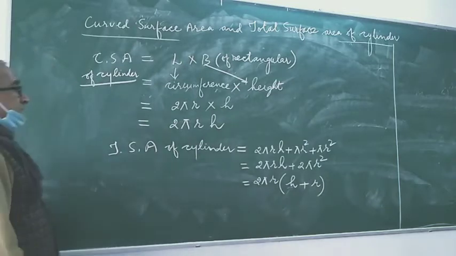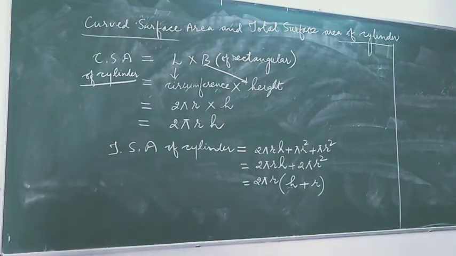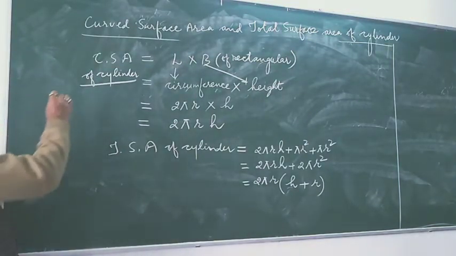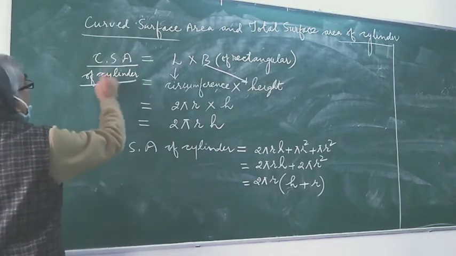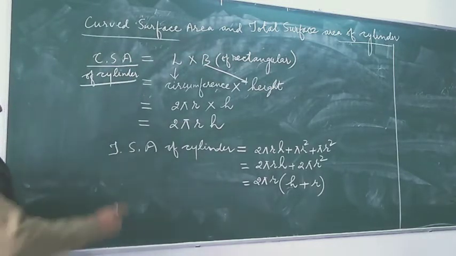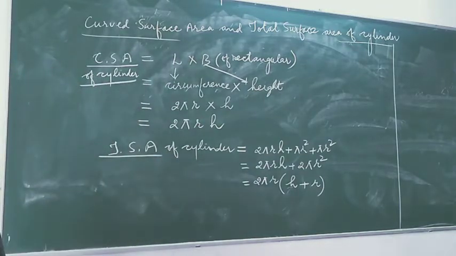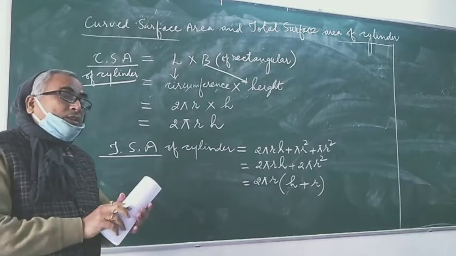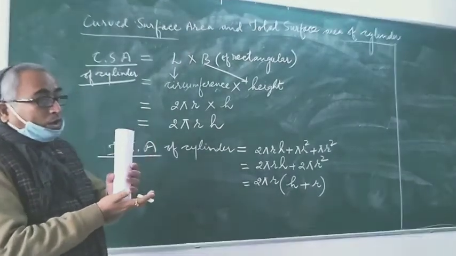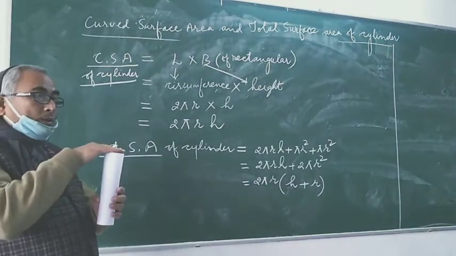Now we have established two formulas. What are those? The first one is the curved surface area of a cylinder and this one is the total surface area of a cylinder. According to the question, we try to calculate it. Sometimes different situations are there. Bottom is closed, top is open.